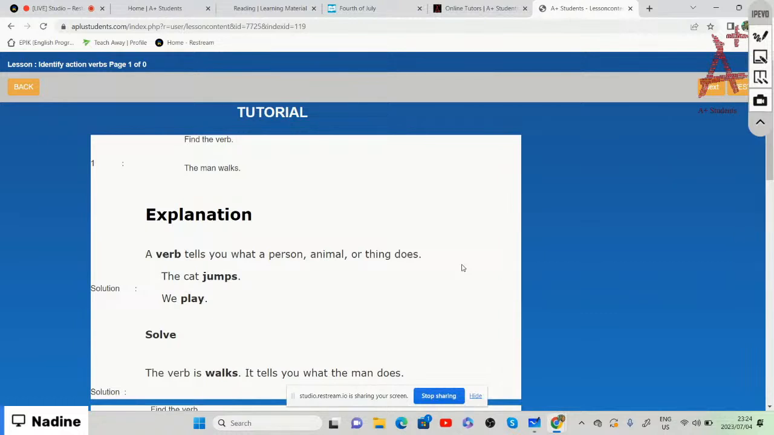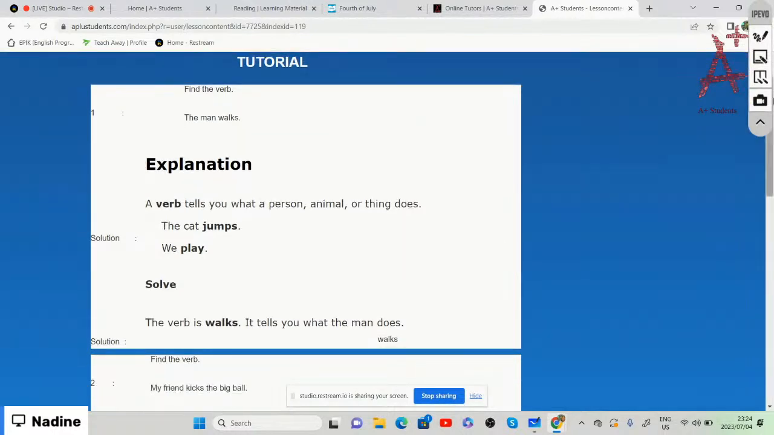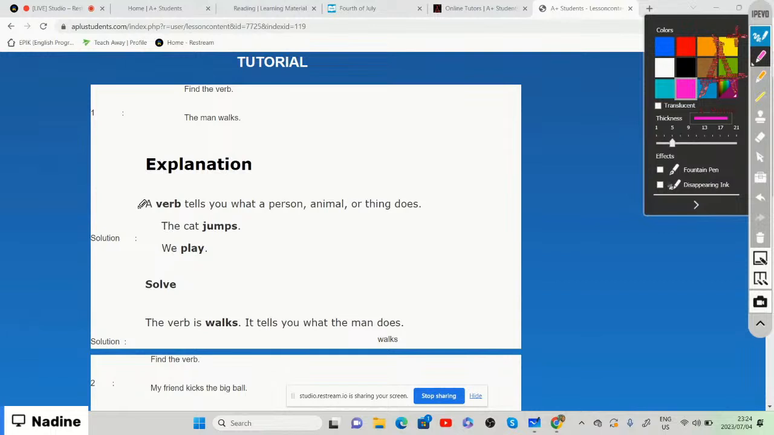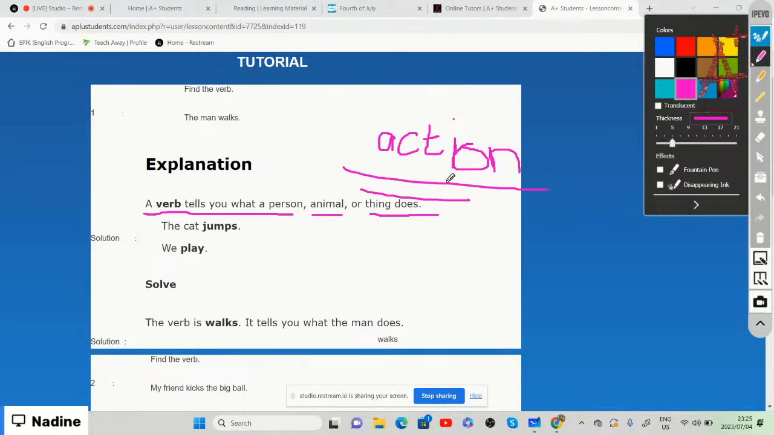All right, so we are going to identify action verbs. And we said a verb tells you what a person, animal, or thing does. And remember, we said it shows action, what someone is doing. That is a verb. It shows what somebody is doing, it shows action. That is a verb. So now it says find the verb: the man walks.